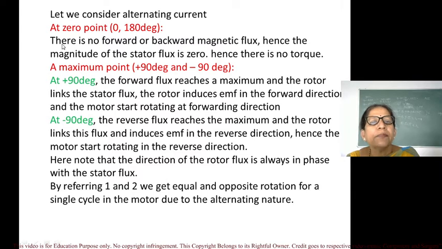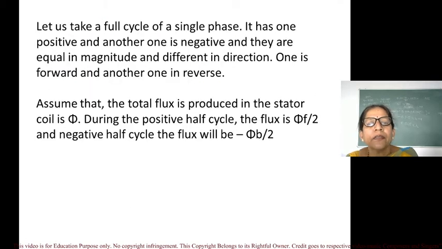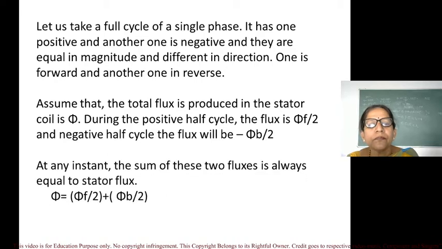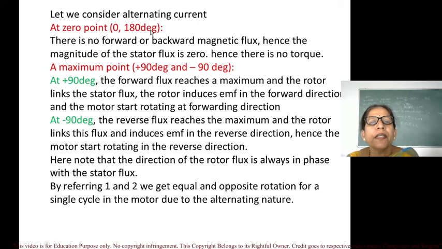So at this particular point, there is no forward flux or no backward magnetic flux. Hence, the magnitude of the stator flux is 0. Hence, there is no torque. Means on the AC cycle, if we consider the 2 points, 0 degree point and 180 degree point, there is no forward or backward magnetic flux. Hence, the magnitude of the stator flux is 0. Hence, there is no torque.